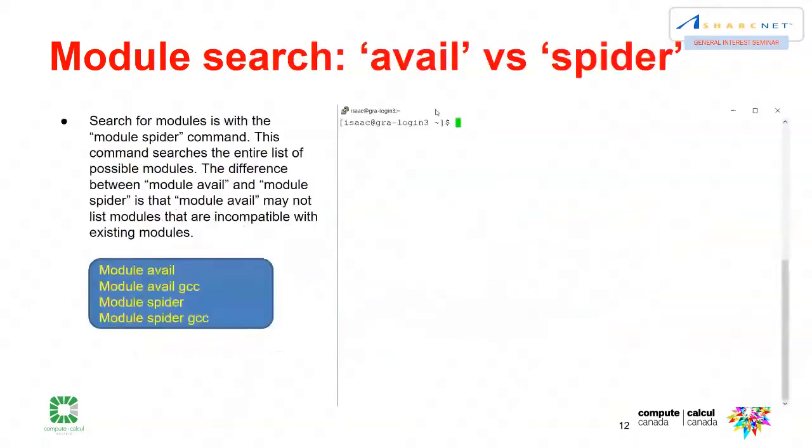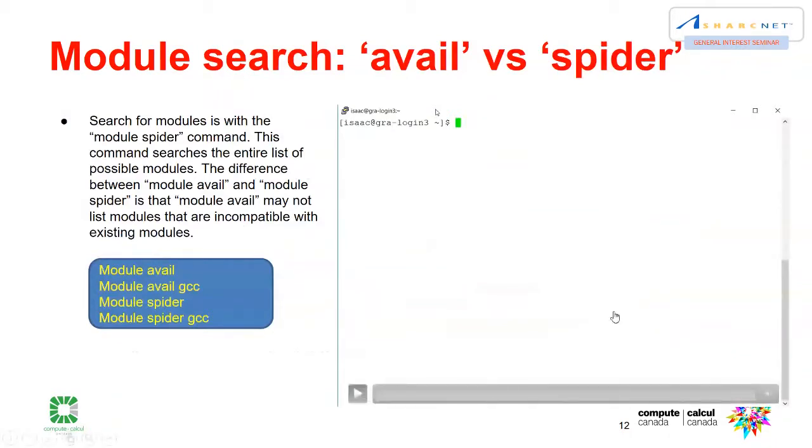When you use modules, you have to know how to find your targeted module or the module you need. So there are two different options for search. Searching for modules is done with the module spider command, generally speaking. This command searches the entire list of possible modules. The difference between module available or avail and module spider is that module avail may not list modules that are incompatible with the existing modules. So here is a short demonstration, you can see that.